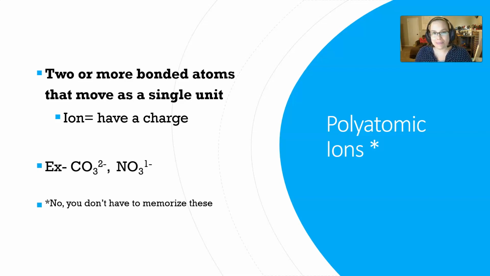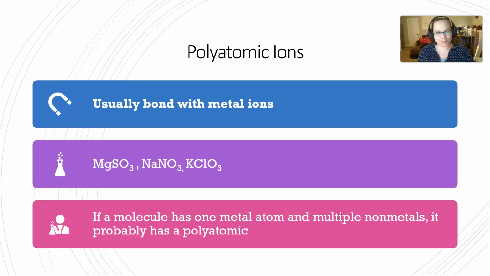You do not need to memorize these. If you take AP Chemistry, there's going to be a list of up to 10 that I do ask people to memorize, but those are the common ones. If you look up polyatomics, you can find lists of 25 to 30. We are just going to work with the common ones.